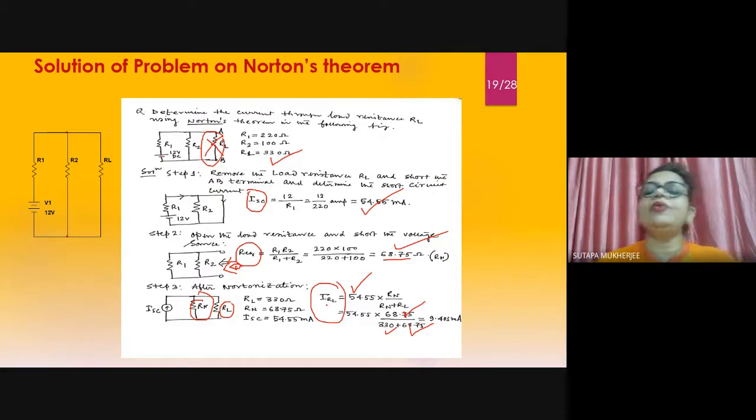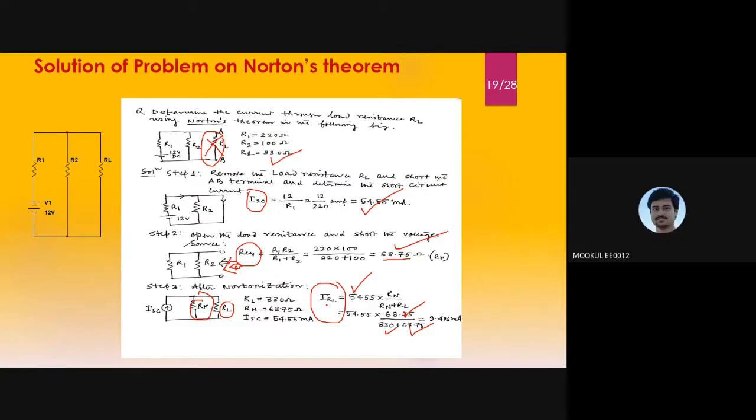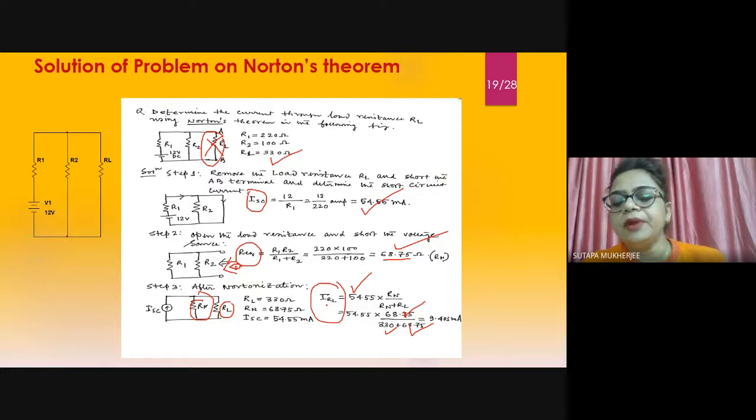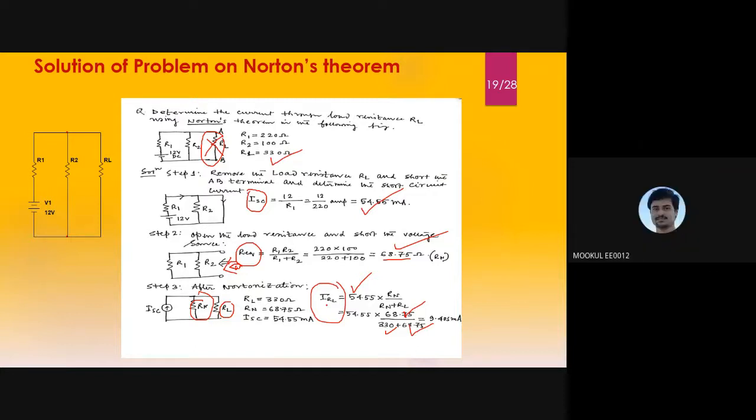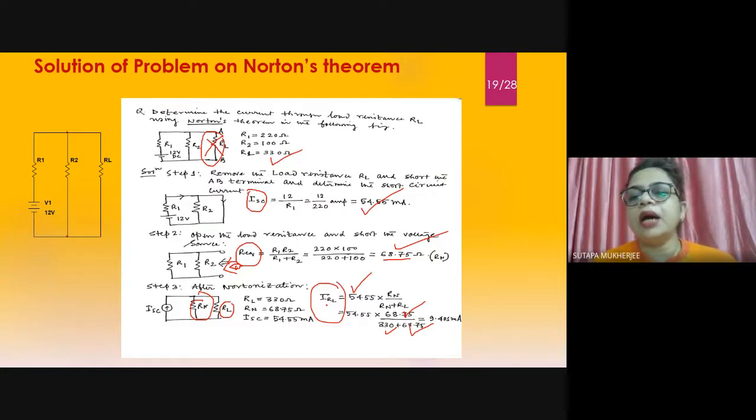Is it clear? How can you get R Norton? How can you get I Norton? Any problem? No, ma'am. I had a cough. Fine. So up to this, Thevenin's theorem and Norton's theorem, everything is clear to all of you.